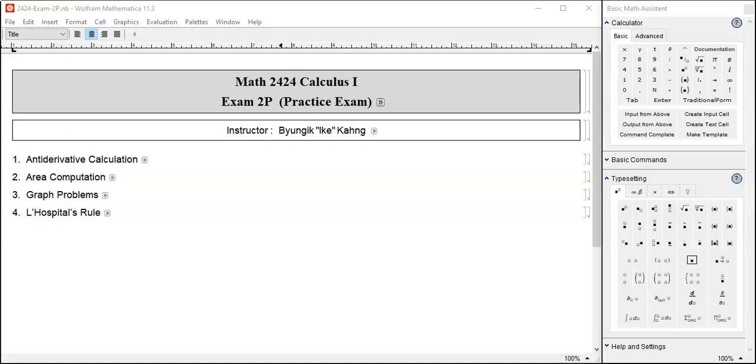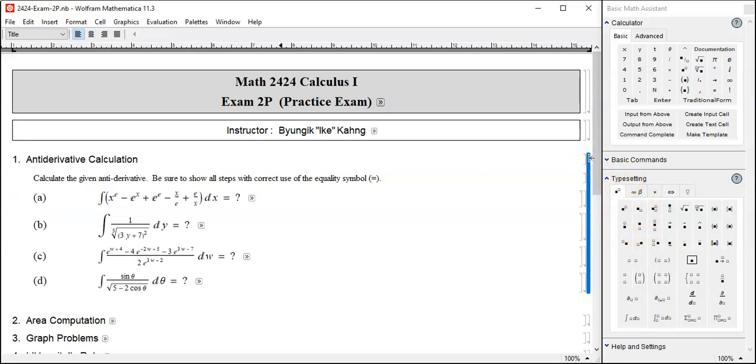Hello students, here's a practice exam problem set for exam 2. This problem set is written for practice exam, not for actual exam problem set. So this covers a little bit more than usual and a little bit more intensive than the actual exam would have been. Please keep that in your mind. And let's go.